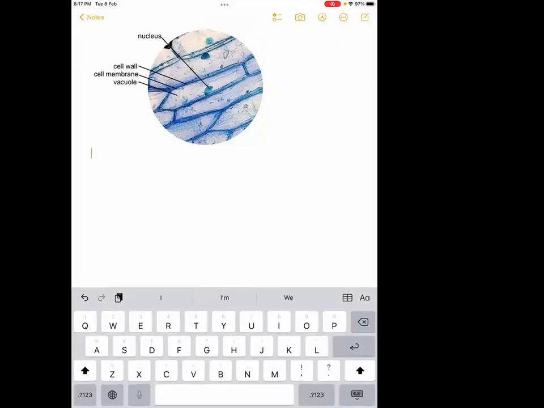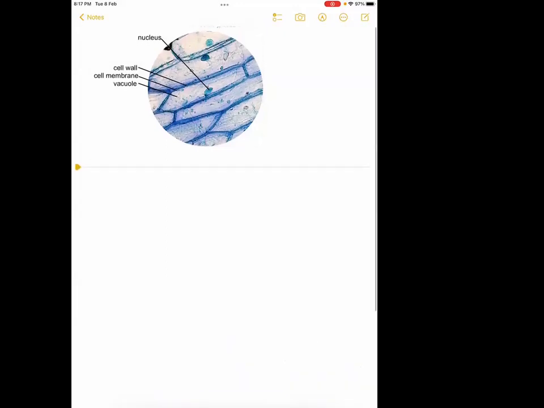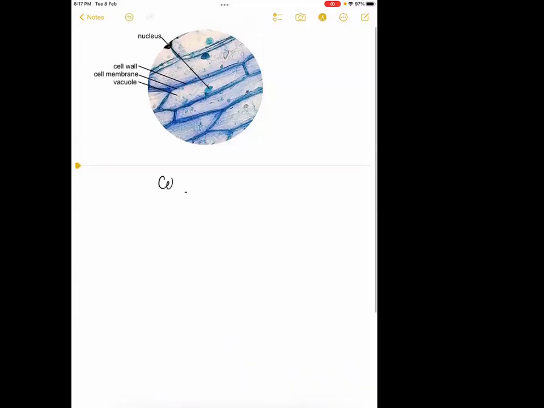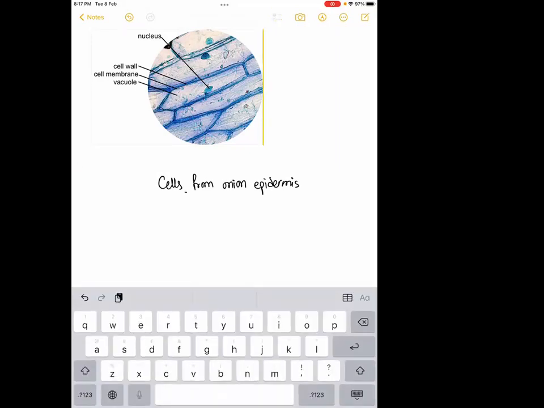So this is actually the cells from onion epidermis. Epidermis means the outer skin of the onion. অনিয়নের বাইরে দেখবে একটা পাতলা একটা ছালের মতো থাকে, ওইটাকে যদি তুমি মাইক্রোস্কোপের নিচে দেখো, then you'll be able to see this picture.